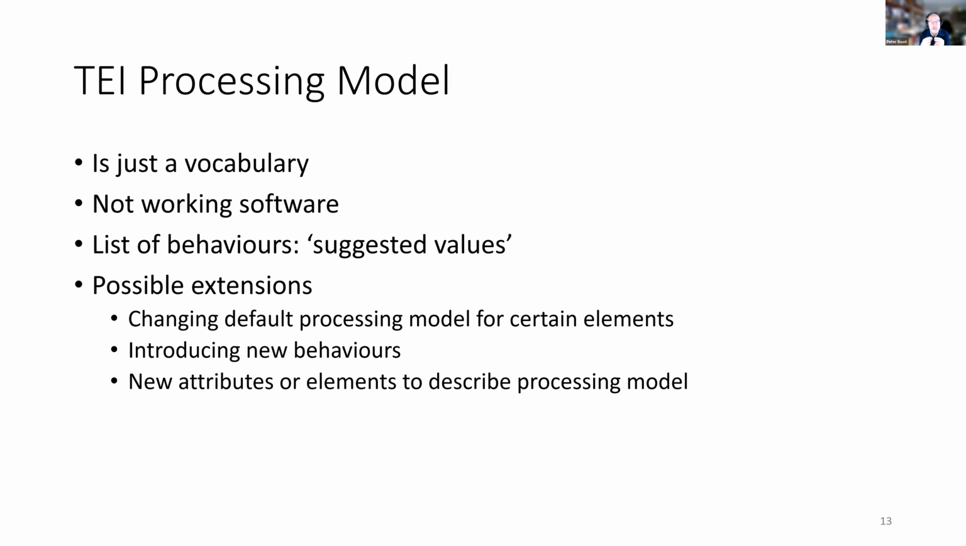As I mentioned, the TEI works on the assumption that everything that it does should be extensible and modifiable for special situations. I think that in the TEI processing model, you can distinguish three types of extensions. Changing the default processing model for certain elements, well, that's really ordinary. Say I want a certain type of list to be treated like a table, etc. So the next step would be to introduce new behaviors. And finally, the ultimate step would be to introduce, for instance, new attributes or elements to be able to describe new facets of the expected processing of our elements.